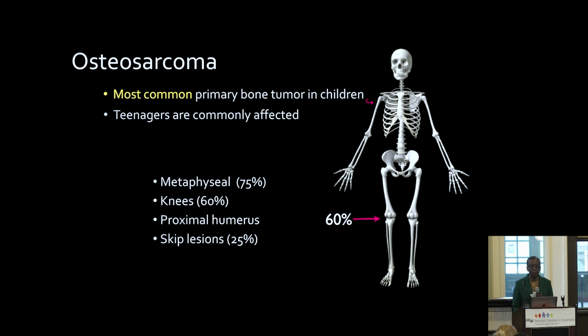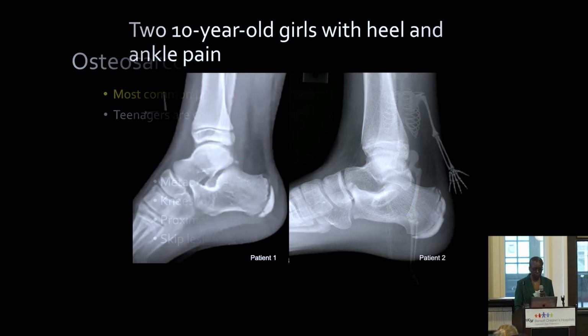It's the most common primary bone tumor in children, and teenagers are most commonly affected. It likes the knees, so 60% of them are going to occur around the knees. Okay, it's usually based in the metaphysis. You're not going to be working it up, the oncologists are going to be working it up, but we do image the entire bone with MR to look for skip lesions, which can be seen in 25% of cases.